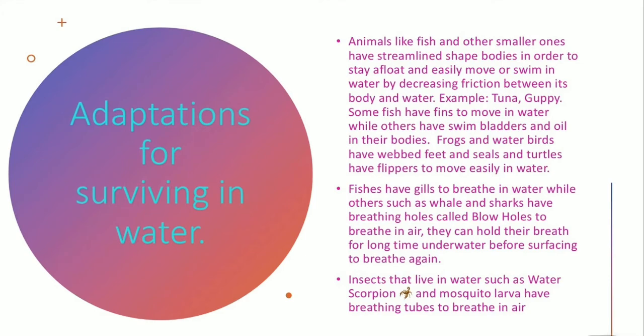Fish have gills to breathe in water, while others, such as whales and sharks, have breathing holes called blowholes to breathe in air. They can hold their breath for a long time underwater before surfacing to breathe again.